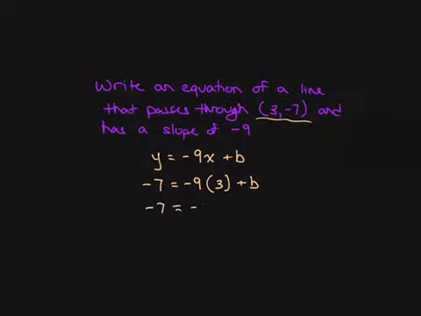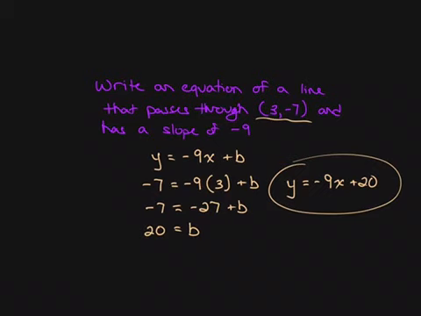So -7 equals -27 plus b, and b would be 20. So let's write the equation out: y equals -9x plus 20.